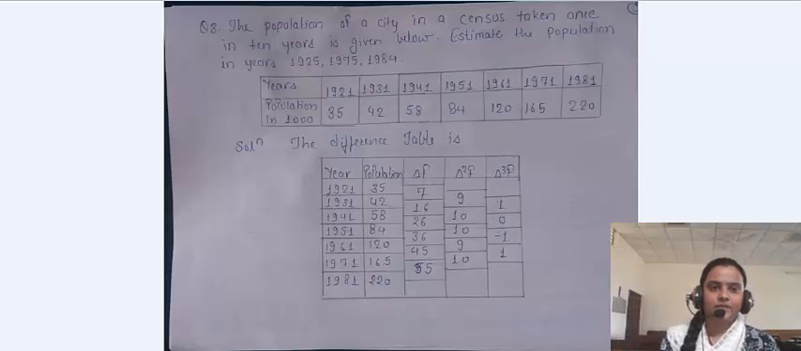Coming on to next question. Here, the question number 3. The population of a city in a census taken once in 10 years is given below. Estimate the population in years 1925, 1975, 1984.